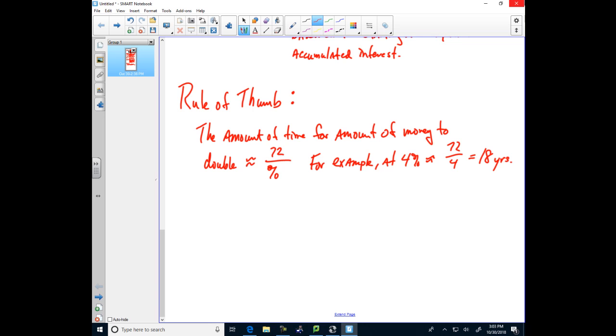This is approximate. And you can use 72, or some people just say 70. But would it be 0.04? No, just do it like this. Use the whole number. Don't turn it into a decimal. Just put the 4 in there. Okay? So this is the amazing thing about compound interest.